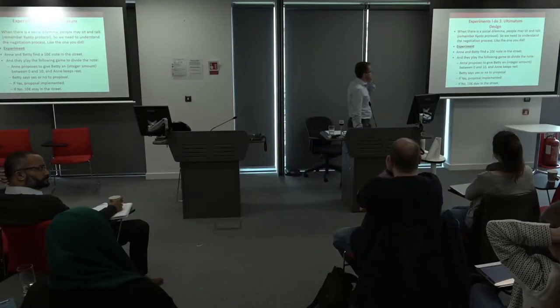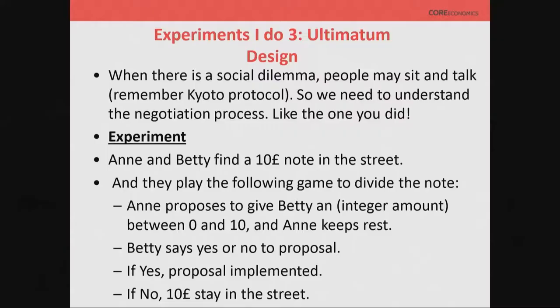Okay, another experiment that I do is the ultimatum game. When there is a social dilemma, people may sit and talk. That's what we explain from the very beginning, the first day, when we talk about climate change. We also talk about ways to solve climate change, and we've explained to them the Kyoto Protocol many classes ago. So we can go back to the Kyoto Protocol and say, we need to understand how people negotiate.